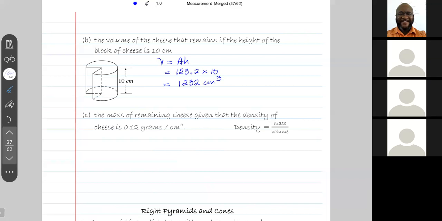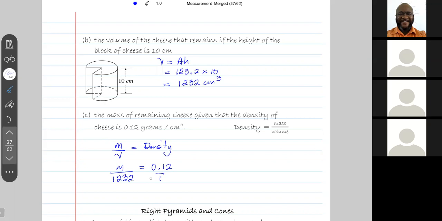Next, we're asked to calculate the mass of the remaining cheese, given that the density of cheese is 0.12 grams per centimeters cubed. Density is equal to mass over volume. So mass, which is what we want to find, over volume is equal to density. And we want to find mass. So let's put in what we know. Mass we don't know. The volume is 1,232. And this is equal to the density, which is 0.12. Guys, if I have one fraction equal to one fraction, and I want to get rid of the fractions, what would I do?